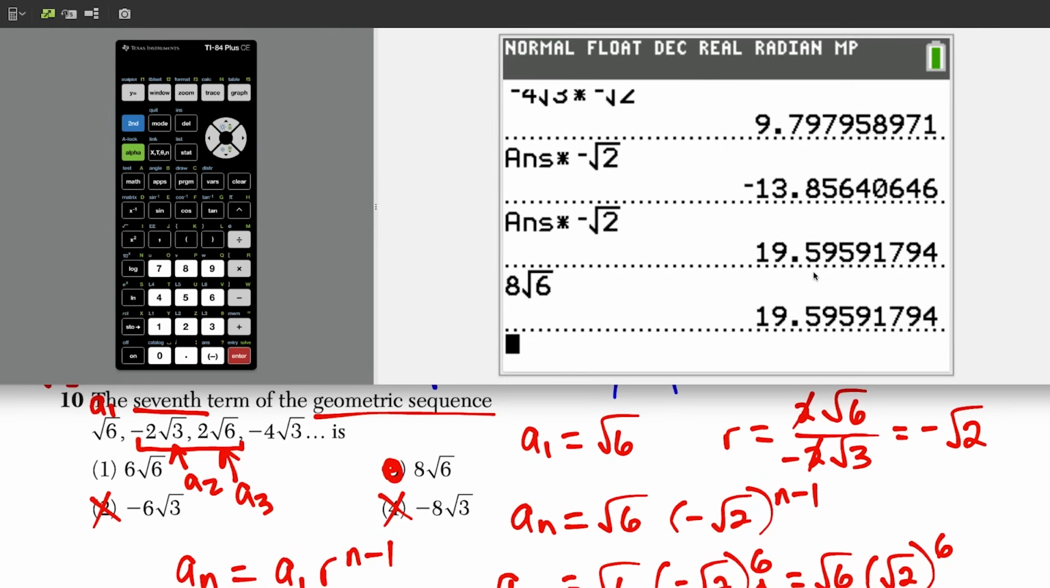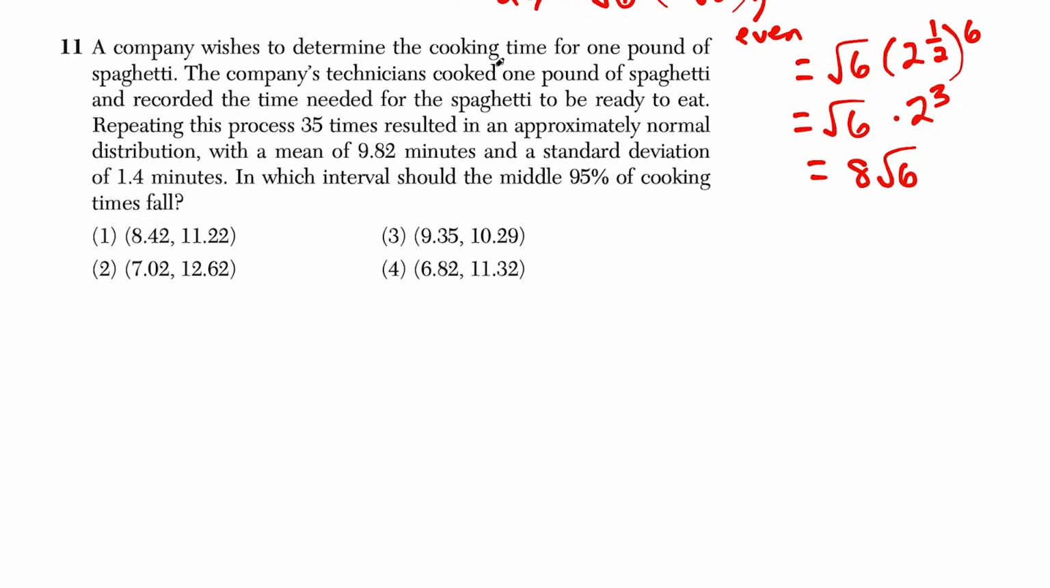Question 11. A company wishes to determine the cooking time for 1 pound of spaghetti. The company's technicians cooked 1 pound of spaghetti and recorded the time needed for the spaghetti to be ready to eat. Repeating this process 35 times resulted in an approximately normal distribution. Okay, so that's the $1 million phrase right here. And we have a mean of 9.82 minutes and a standard deviation of 1.4 minutes. In which interval should the middle 95% of cooking times fall?